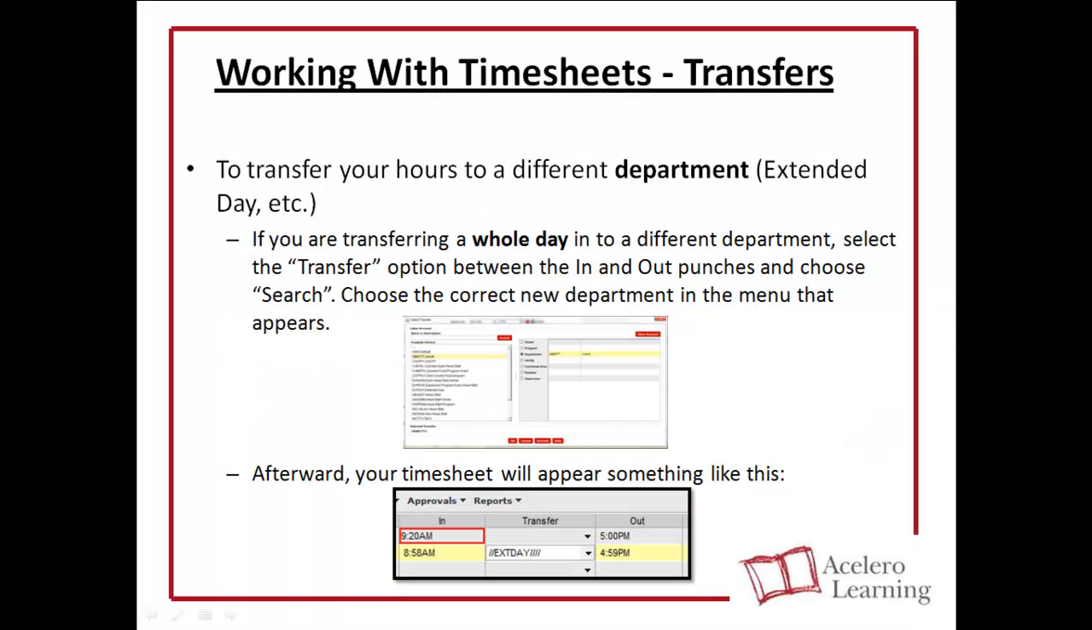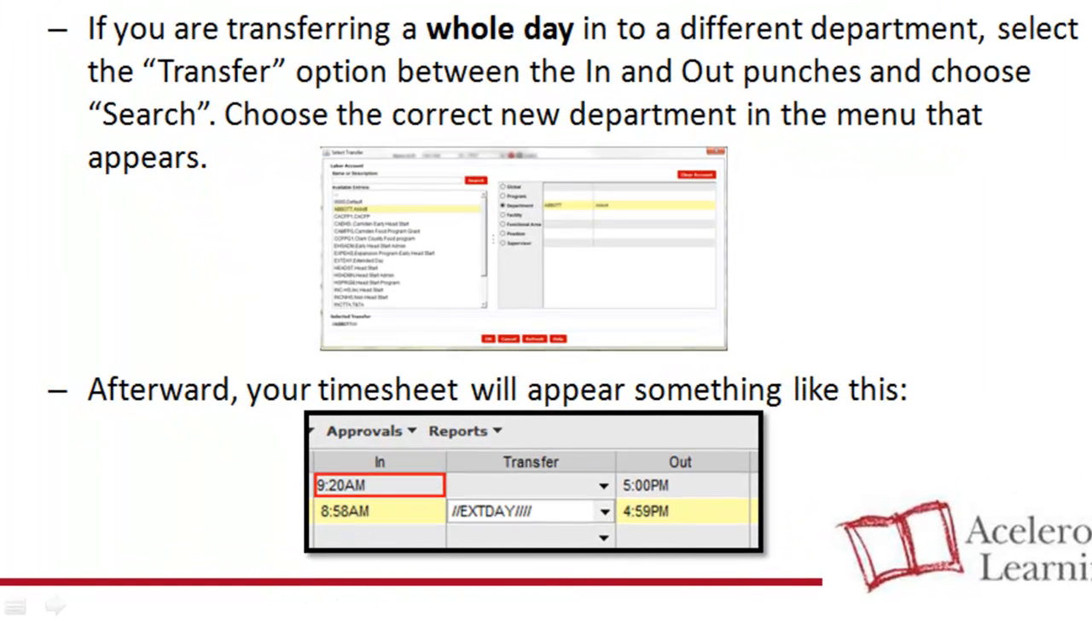If an employee has transferred departments or facilities within a day or for an entire day, you'll want to select the transfer box. So say an employee has transferred to a different department for an entire day. You'll click on the transfer box between the two relevant punches, see below, and click on Search in order to select the right department. This also includes facilities for those employees who are substitute teachers or for those employees who might float between sites at any given time.